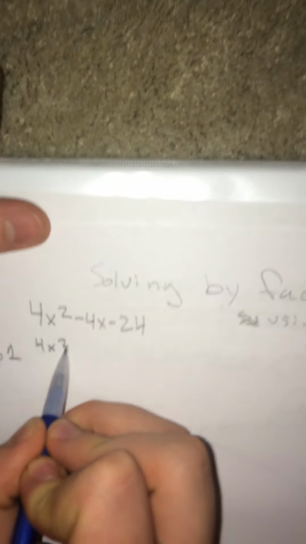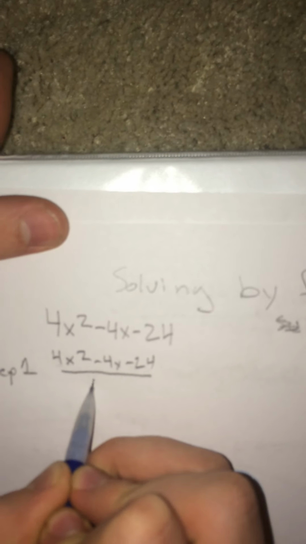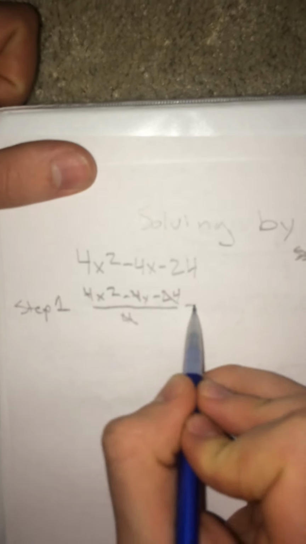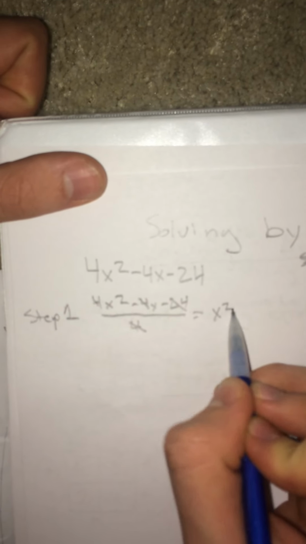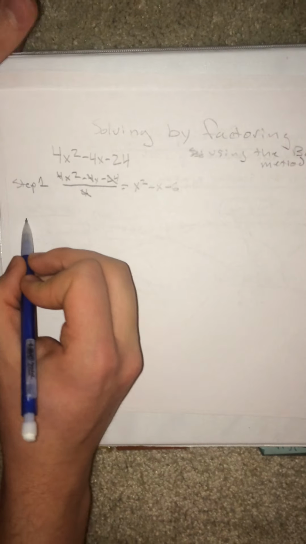And so step one is we're going to want to divide the entire equation by 4. What that's going to do is get rid of all of the 4's in the equation. And so what we're going to be left with is x squared minus x minus 6. And so now what we're going to want to do is make our box.